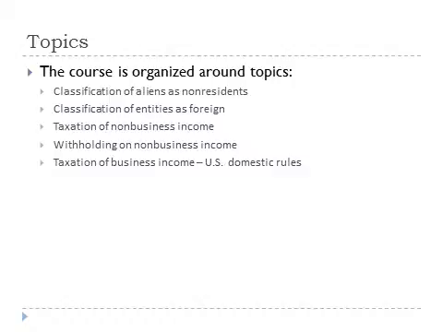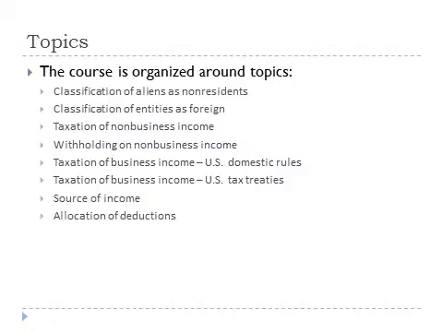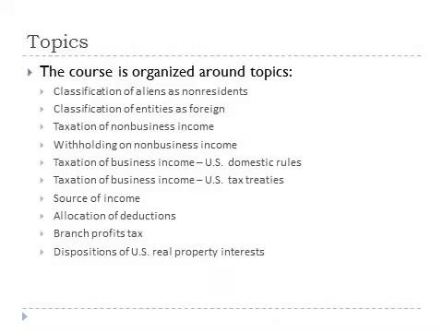Taxation of business income, U.S. domestic rules. The taxation of business income under U.S. tax treaties. Source of income. Allocation of deductions, branch profits tax, and disposition of U.S. real property interests.